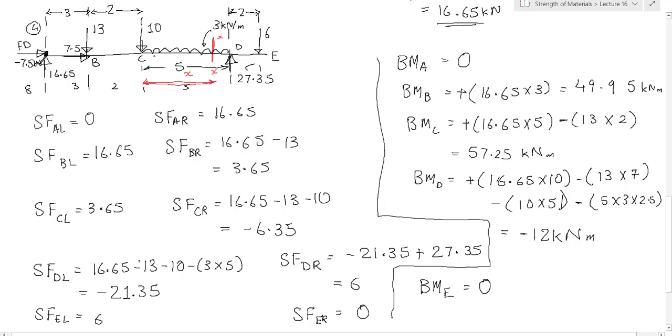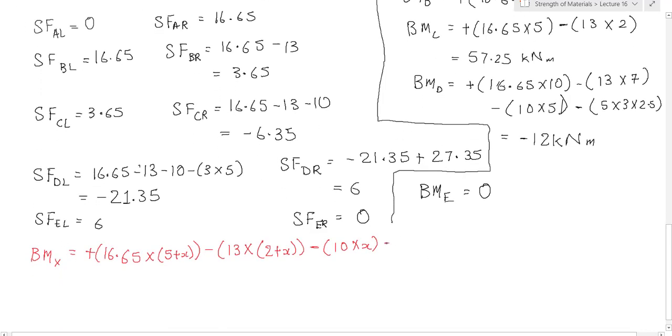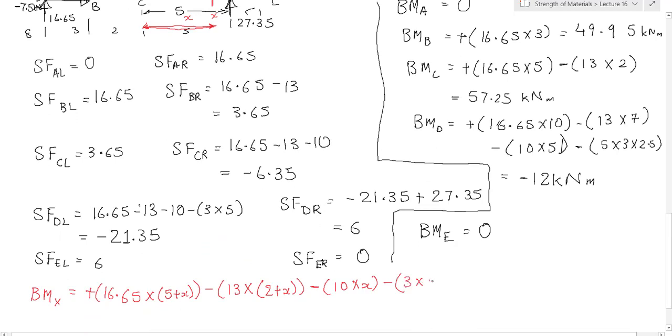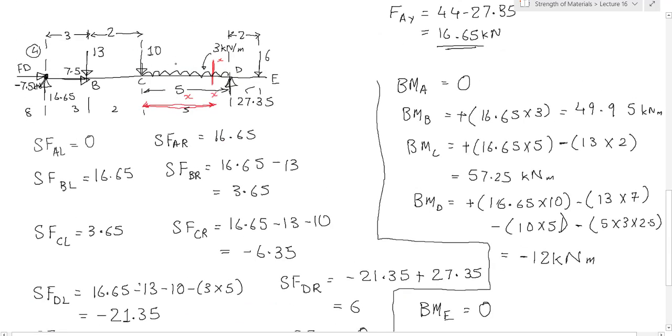And then for this uniformly distributed load, I will be considering only the uniformly distributed load to the left of this x, right? So I will do minus 3 kilonewton per meter into distance x, into x by 2, because it is a uniformly distributed load. So where will its center of gravity be? Its center of gravity will be at the center of this. So if this much is x, this center will be x by 2, right? So this is what we are going to do over here.